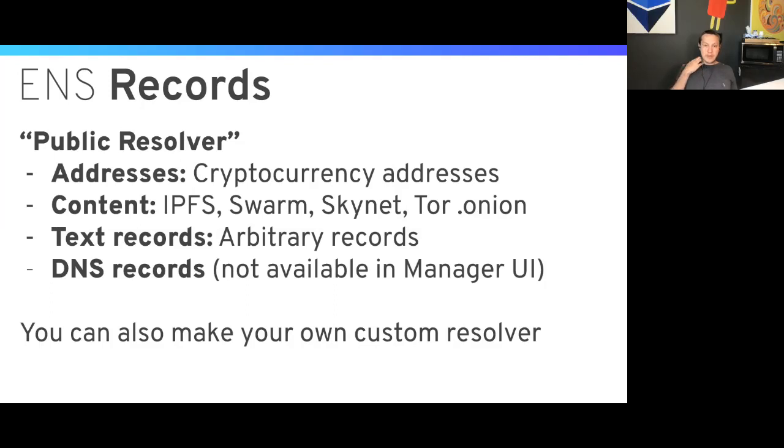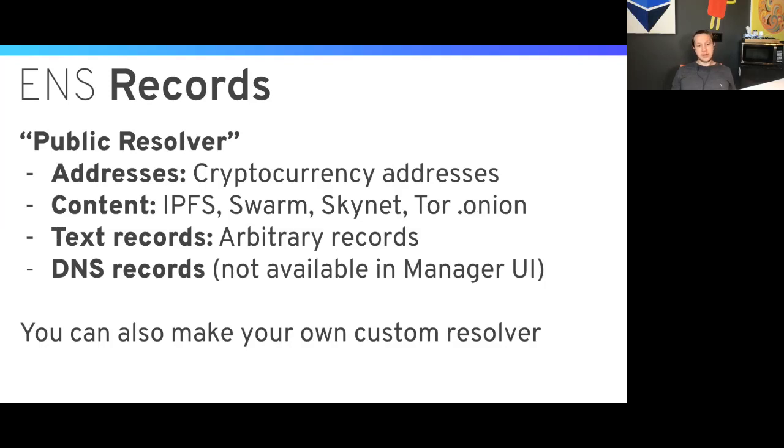Our team, though, manages a record set that we call the public resolver, because it's one that we manage and basically everyone uses. It has all these standardized records that we've standardized into EIPs. So let's talk about these standard records. We have addresses, so you can store any cryptocurrency address: an Ethereum address, a Bitcoin address, a Dogecoin address, any arbitrary cryptocurrency address. There's a content record. This supports IPFS hashes, Swarm hashes, Skynet, Sia hashes, and also Tor .onion addresses.